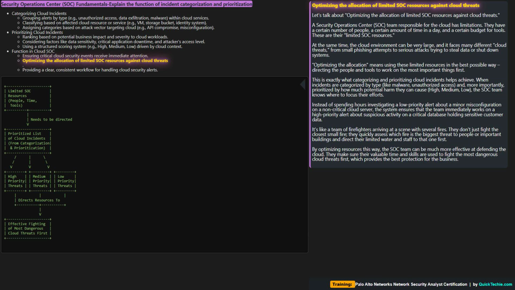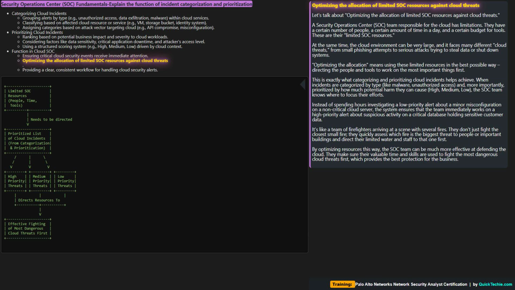This is exactly what categorizing and prioritizing cloud incidents helps achieve. When incidents are categorized by type, like malware, unauthorized access, and, more importantly, prioritized by how much potential harm they can cause, high, medium, low, the SOC team knows where to focus their efforts.